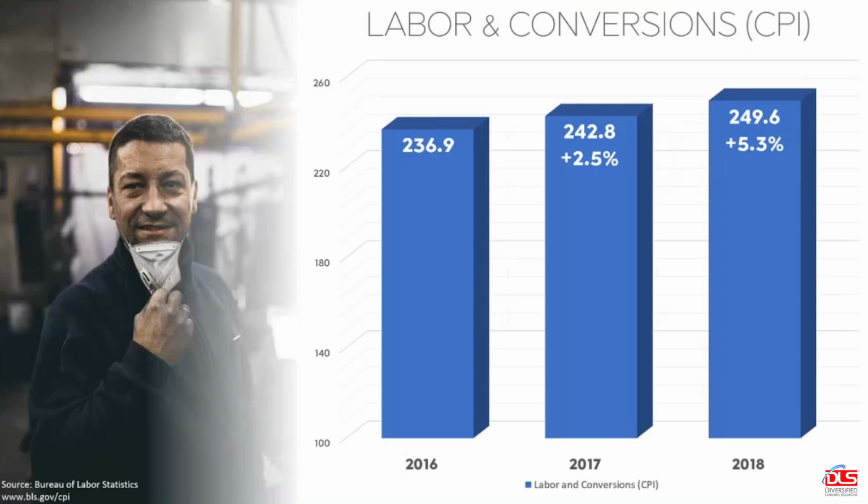Labor and conversions. So consumer price index summary. Over the last 12 months, we've seen increases in food prices, energy prices, fuel prices, shelter expenses, even medical care. And companies have to increase the pay to employees to help offset the cost of living. And that seems to be on a trend of continuing to rise around 2.5% per year. So we're already up a little over 5% from 2016.